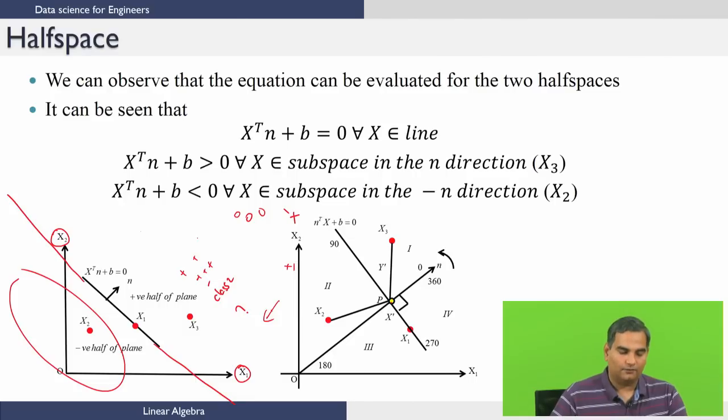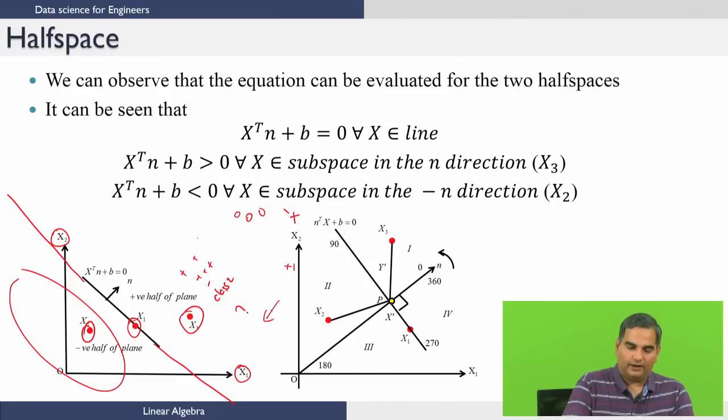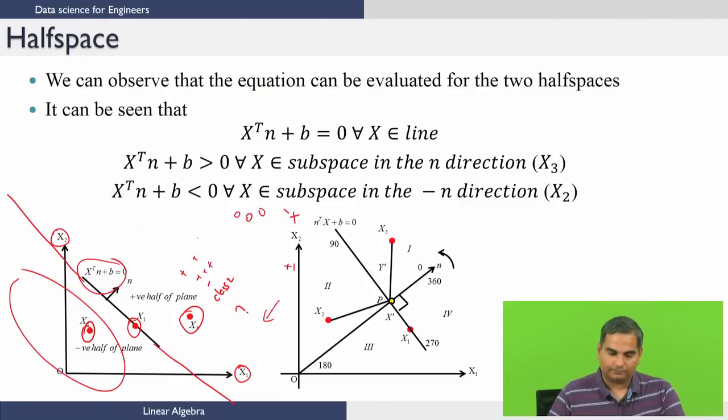To understand this, we are going to take 3 points as shown here, x2, x1 and x3, and ask how I distinguish whether a point is on the line, or in one half space or the other. The way we are going to do this is the following. When I write an equation of the form x transpose n plus b equals 0, n is normal to this line, something we have already described. However, there is an important point to note here.